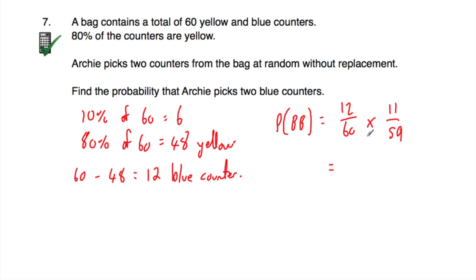So let's work that out. It's a calculator question, so I've typed that into my calculator and I've got an answer of 11/295ths. So the probability that Archie chooses 2 blue counters will be 11 out of 295. And that's it. So the answer is 11/295ths.